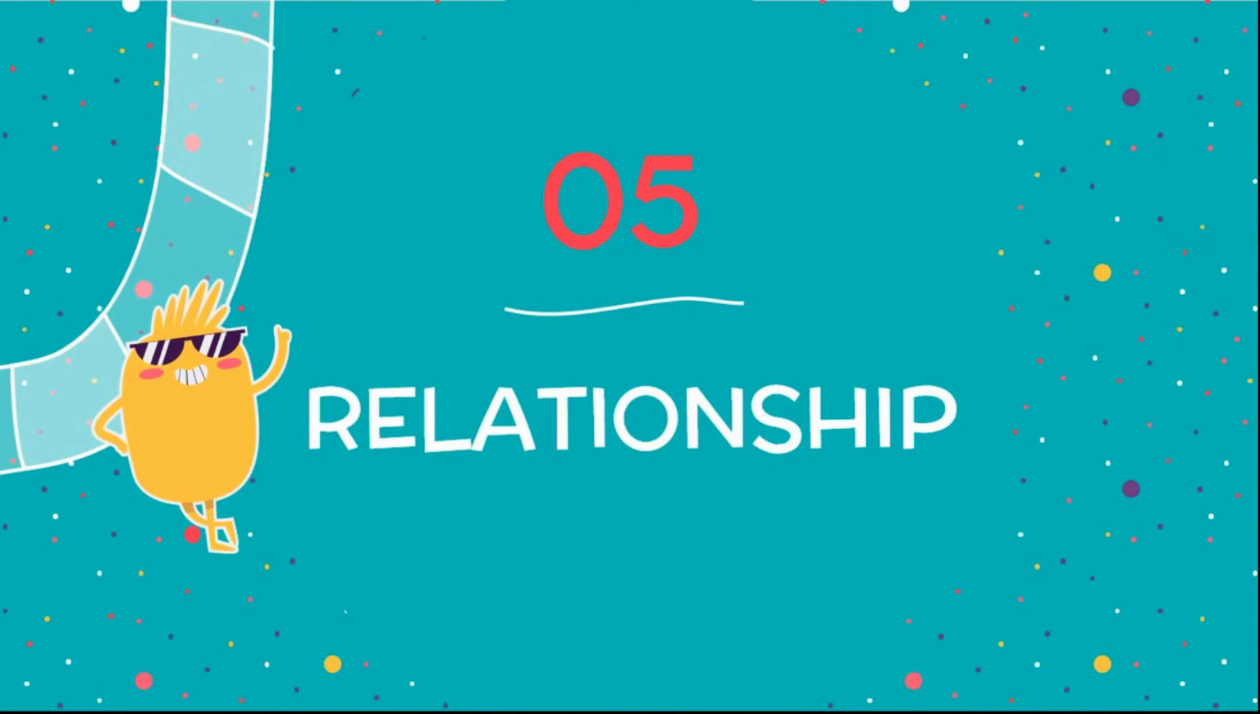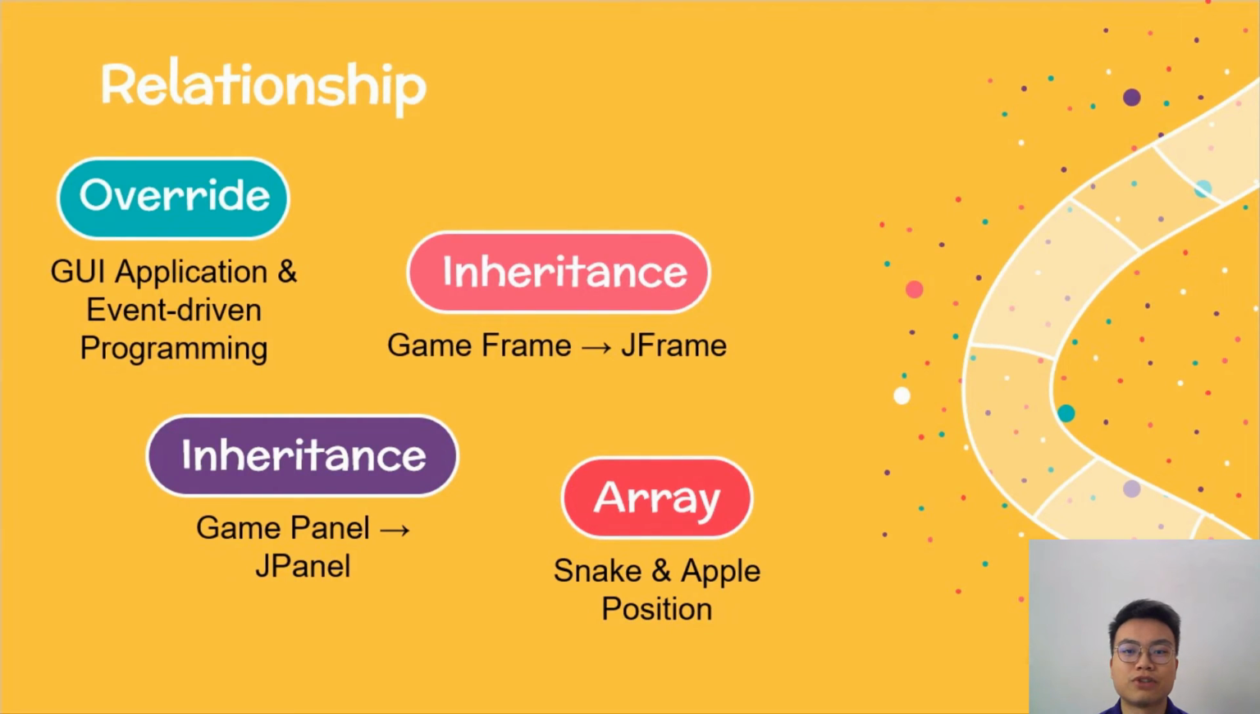Next is the relation of the topics in our OOP course that were used for our project. First of all, our project is deeply related to GUI application and event-driven programming, with the usage of JFrame and JPanel classes for our app frame and content pane. Event listeners are added to read keyboard inputs of the direction for the snake to move, and graphics classes were used to display graphic objects.